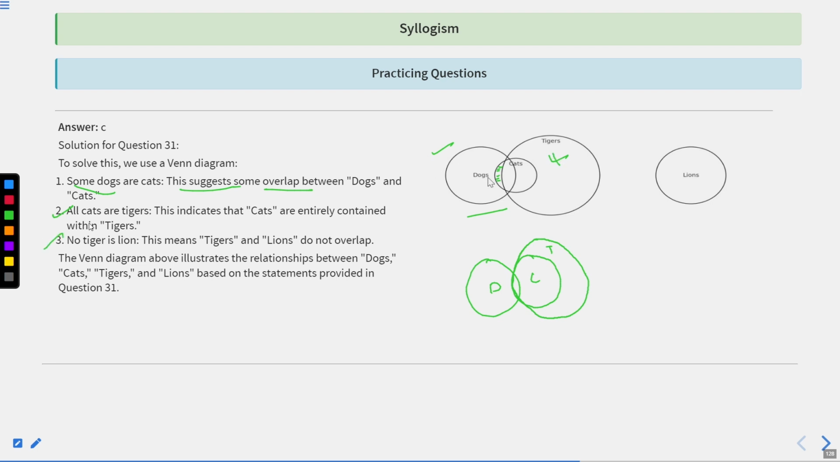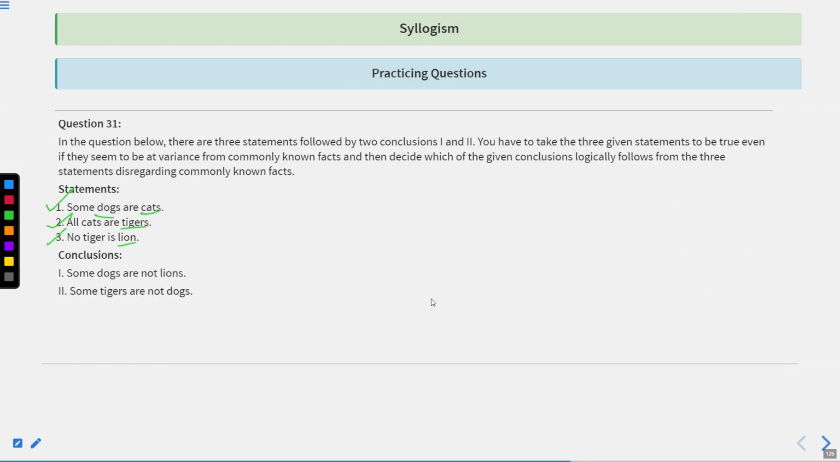Now, the third one is no tiger is lion. So no tiger is lion. This inference is correctly drawn from the Venn diagram that is in front of you. So taking that into consideration, this particular Venn diagram has been drawn correctly. Now we will resort to the conclusions.